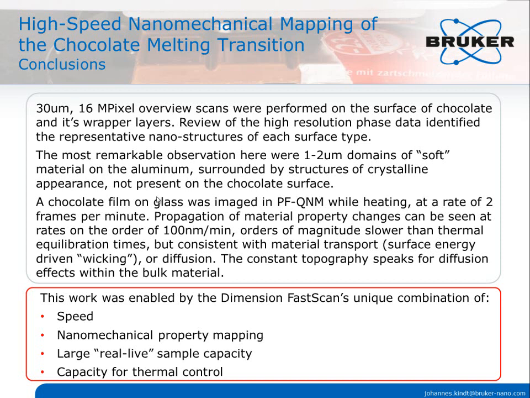A chocolate film on glass was imaged in PF-QNM while heating, at a rate of 2 frames per minute. Propagation of material property changes can be seen at rates on the order of 100 nanometers per minute, orders of magnitude slower than the thermal equilibration times, but consistent with material transport, for example surface energy-driven wicking or diffusion. The constant topography speaks for diffusion effects within the bulk material.